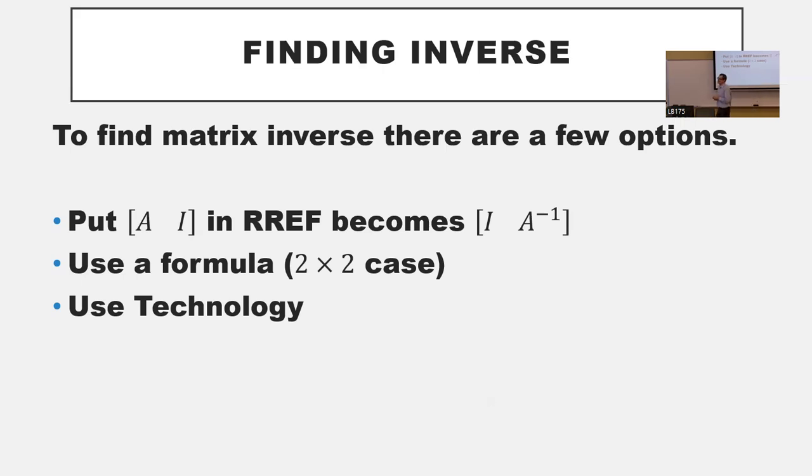But in the 2x2 case, there is a special formula for that. So in the 2x2 case, you can actually just use a formula to find the inverse. You could do that in 3x3, but it would be a really messy formula. Okay, really, really messy formula. And then the easiest way is just use technology to say, hey, calculator, what's the inverse of this? And have it give it to me.